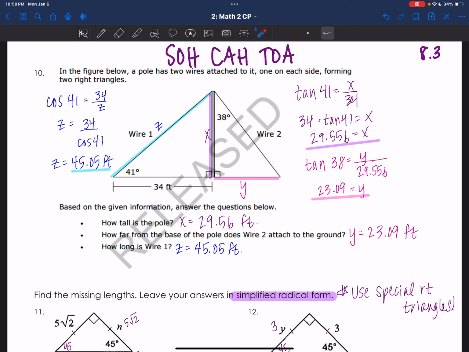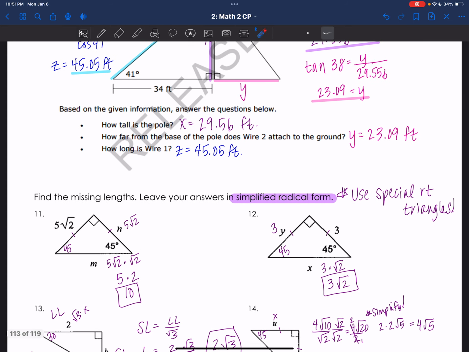Sorry, 29.556 times the tangent of 38, and it gives you that. All right, last part is now we need to find this. So we're going to now take the cosine, because we've got adjacent and we've got hypotenuse. So we're going to take the cosine to find z. And then again, once you multiply both sides by z, you're going to get 45.5. And that's your answer. All right.